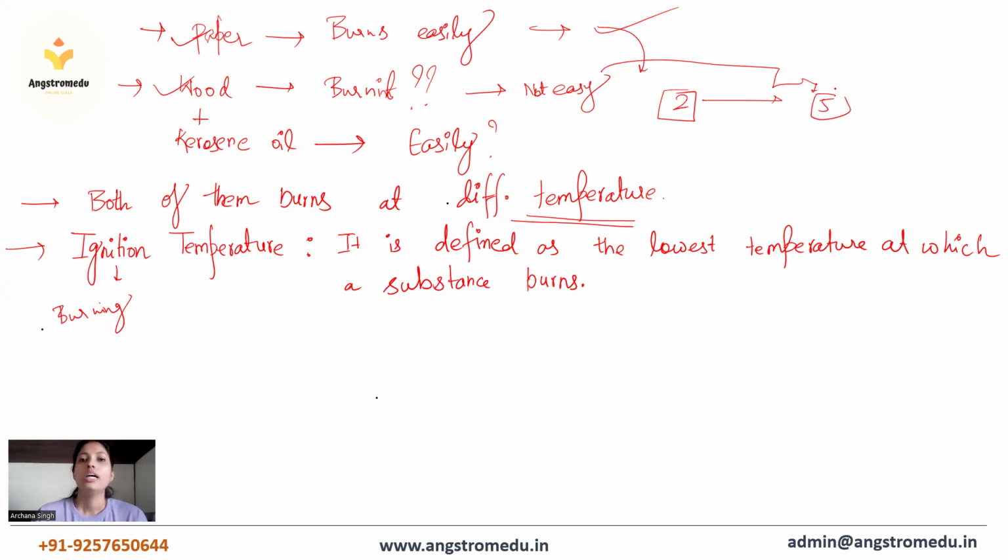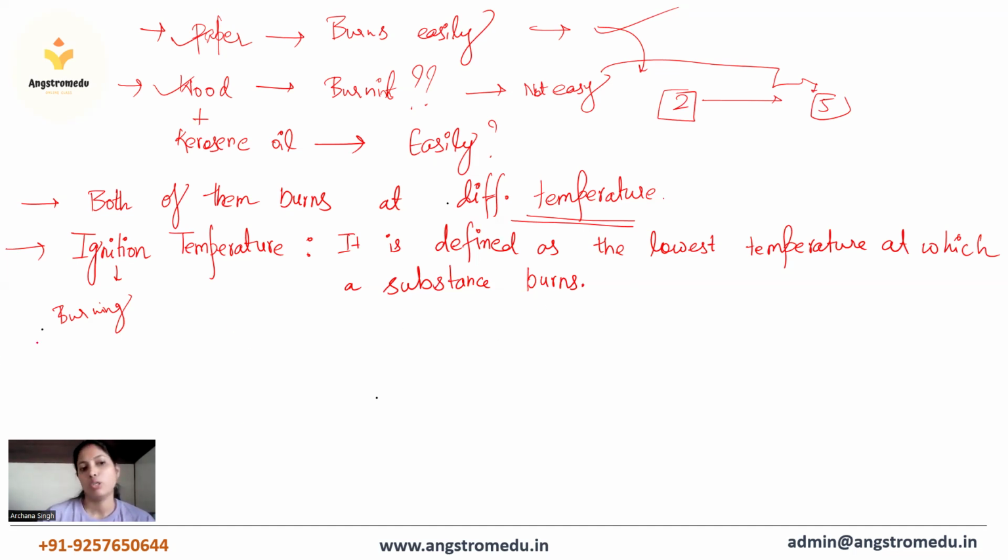Right? So in this video, we learned what is combustion, what is a combustible substance, what is a non-combustible substance, what is ignition temperature, and how we are going to stop the fire around us, right? By cutting off the supply of oxygen, right?